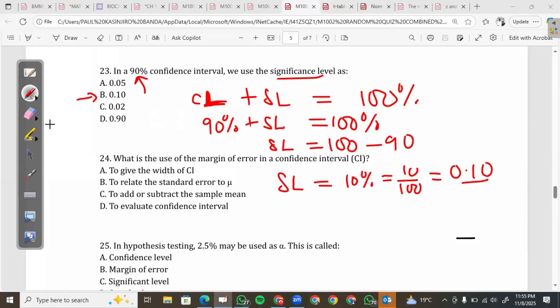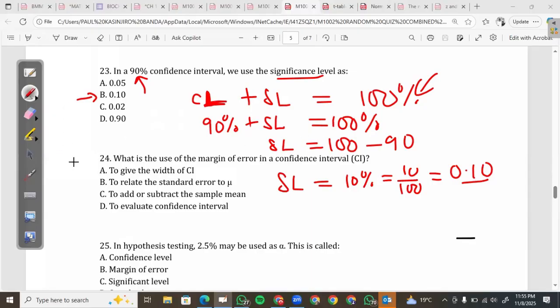So always know you can find the significant level given the confidence level, or you can find the confidence level if you've been given the significant level. The only thing you have to know is that when you add those two, you should get 100%.